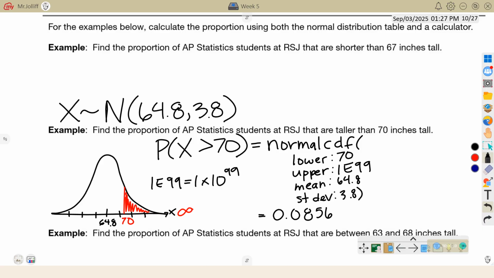If this were the AP exam, what else would I include here? A statement or a sentence. Very good. I would interpret that number. So my answer would be 8.56% of AP statistics students at Rancho San Juan are taller than 70 inches. You need to restate in words what that thing you just calculated in your calculator represents, because that's where the statistics is happening. All of this was calculator math. I didn't do anything but put numbers in. I need to demonstrate I understand what's coming out of the calculator.